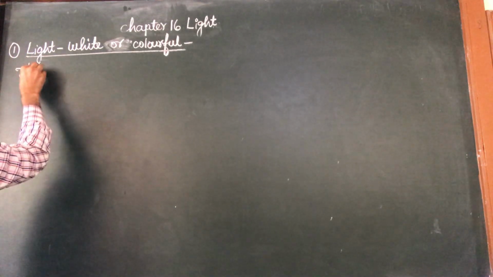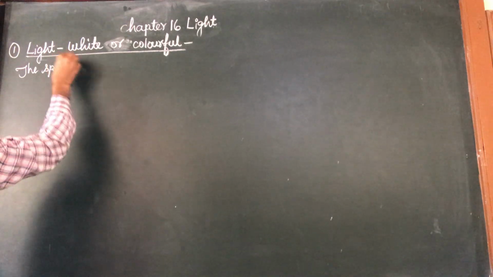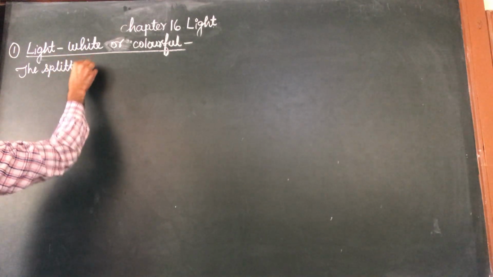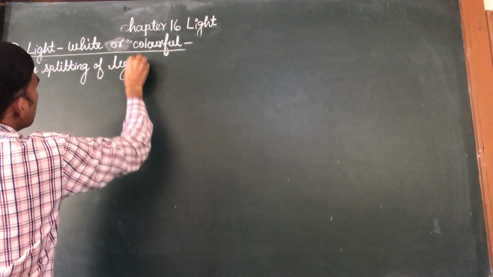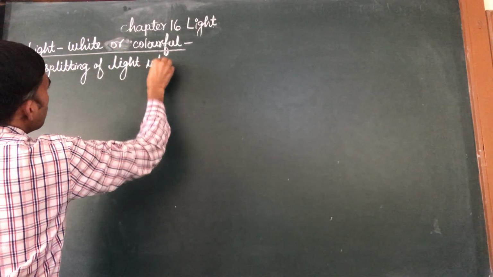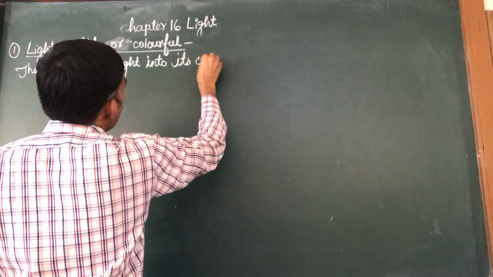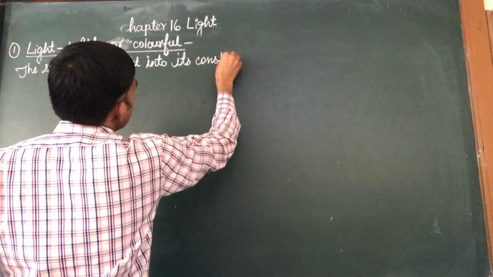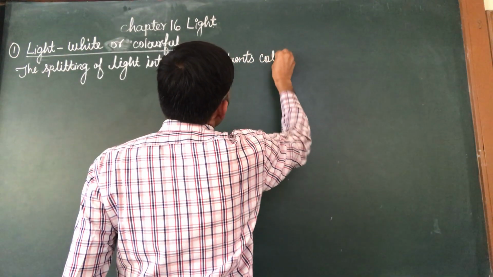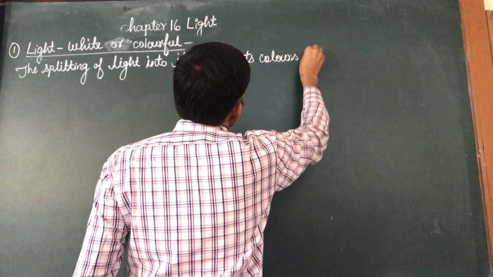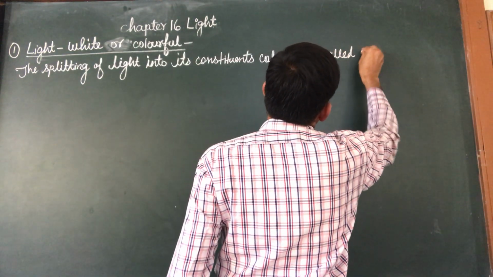This is defined as the splitting of light into its constituent colors, and it is called dispersion of light.